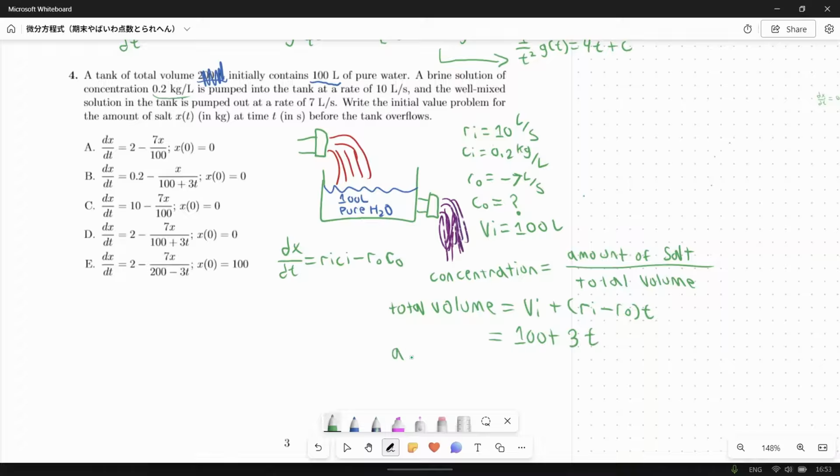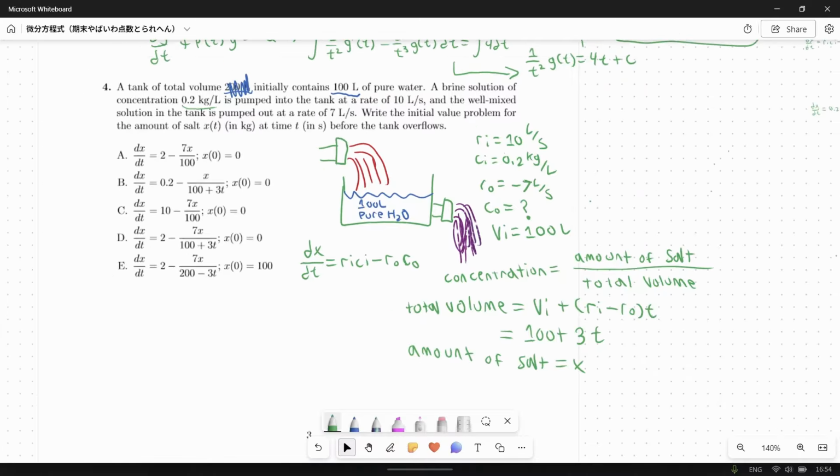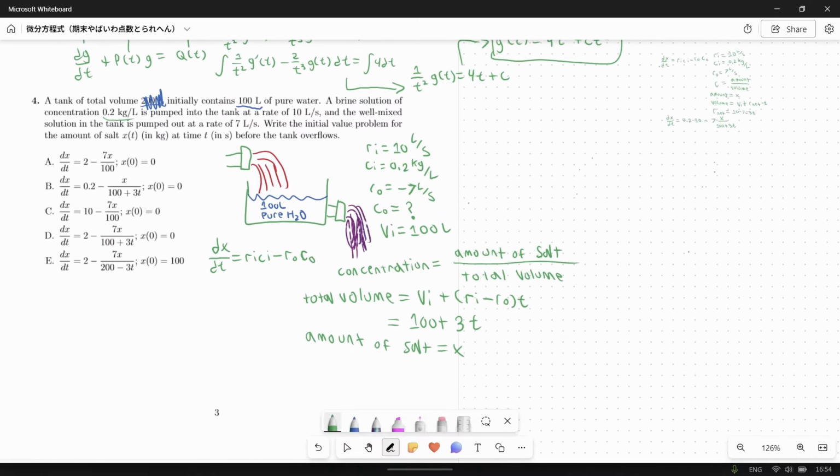Now for the amount of salt, we know that in the general form of the differential equation that I've written here, dx/dt is equal to the amount of salt at any given time. That means that x is going to be our variable that represents salt. It also tells us in the problem to use x for that as well. So our amount of salt is just going to be equal to x. And now that we have all the things that we need, we can say that C out, the concentration out, is going to be equal to x over the total volume of 100 plus 3T. And now we have everything we need here.